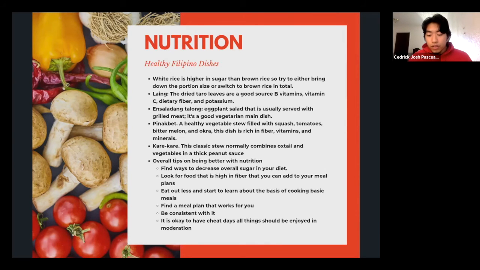Another thing is finding a meal plan that works for you. Not a lot of people realize that everyone's different.